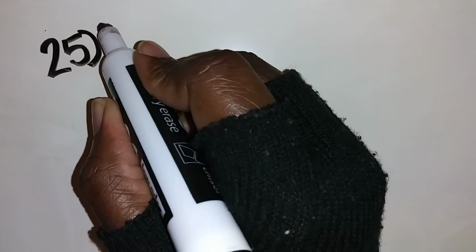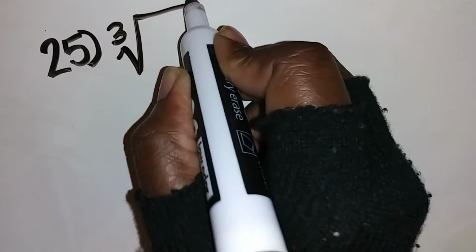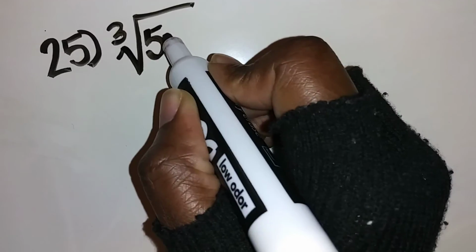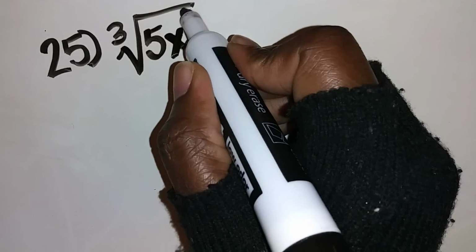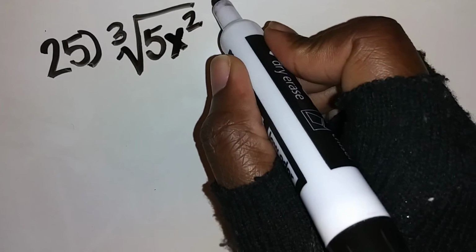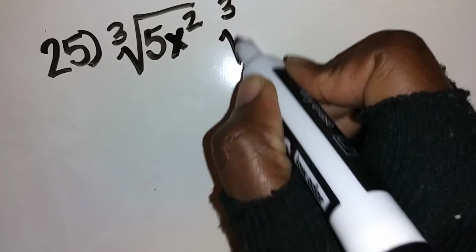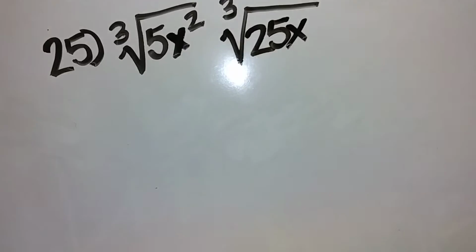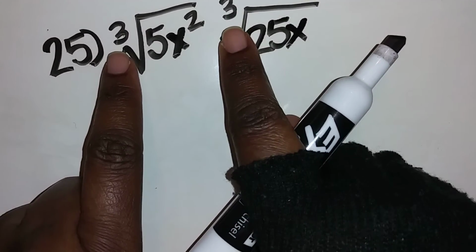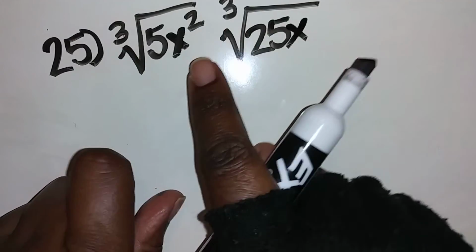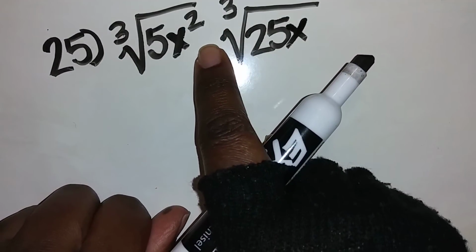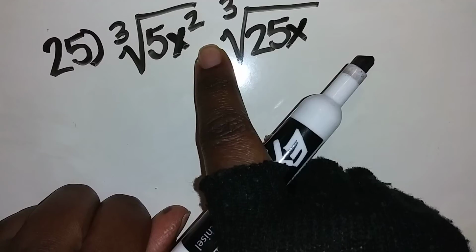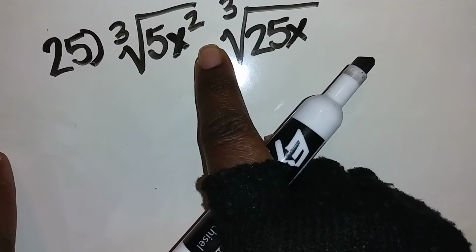Number 25 has the cube root of 5x squared times the cube root of 25x. Now, the most important thing you want to pay attention to is that both parts have an index of 3. Notice you don't see anything between the two cube roots, so it is understood to be multiplied together.